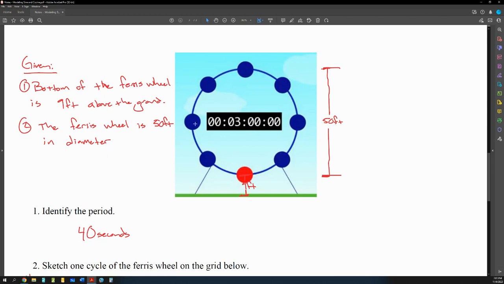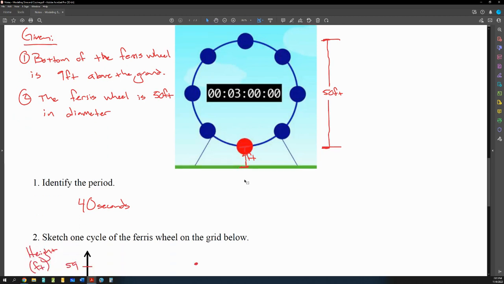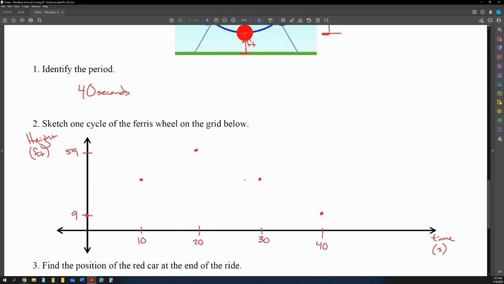So what is the height from the ground? Well, it's got to be 25 feet. That would be the radius of the Ferris wheel, plus the 9 feet. That's going to give us 34 feet. Another way we could do this is take our max plus our min and divide it by 2, and that's going to give us our midline. Okay, so let's go ahead and sketch this.